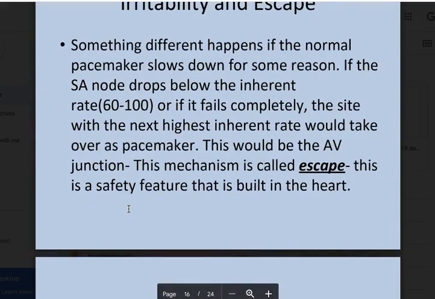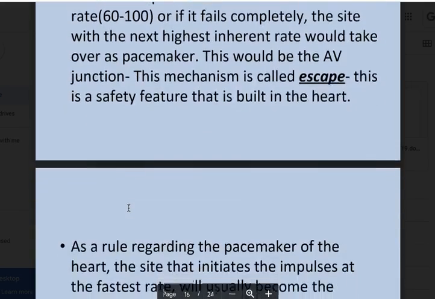So remember, irritability is when a lower site speeds up and takes over as pacemaker of the heart, and escape is when the normal pacemaker of the heart, the SA node, for some reason has failed, or it has slowed down and is not firing impulses between 60 and 100. So then the AV junction would take over.